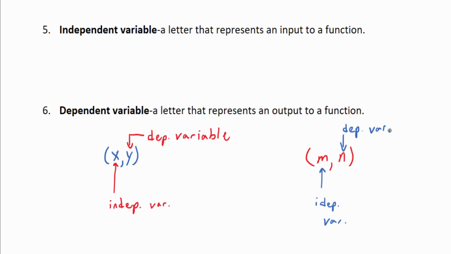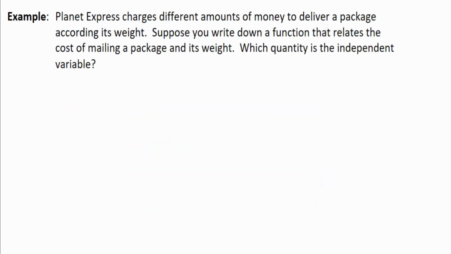Okay, to put these two definitions into some sort of context, let's do this example. Planet Express charges different amounts of money to deliver a package according to its weight. Suppose you write down a function that relates the cost of mailing a package and its weight. Which quantity is the independent variable? So the idea here is it costs more money to deliver like a 1 pound package versus a letter that weighs a few ounces. So the cost, you can think of it this way.